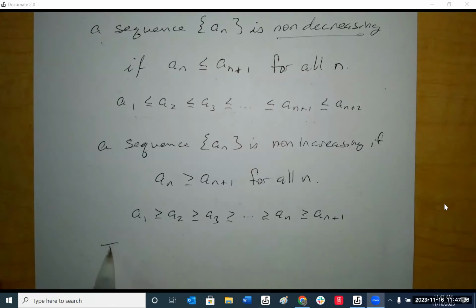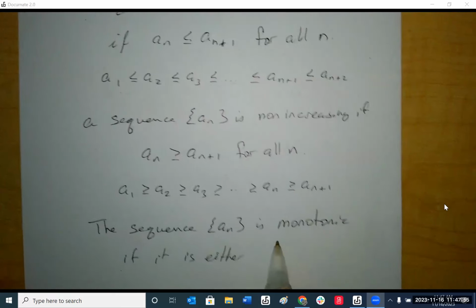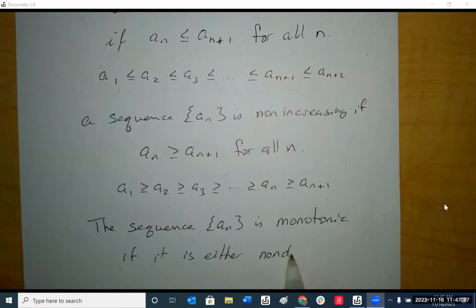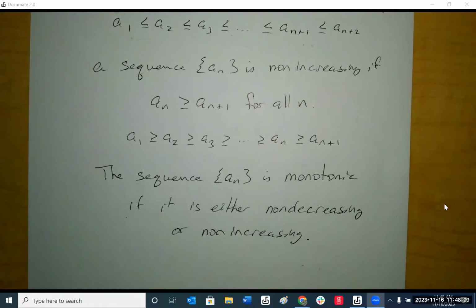And finally, the sequence a sub n is monotonic if it is either non-decreasing or non-increasing. In other words, if it's an increasing or decreasing function.